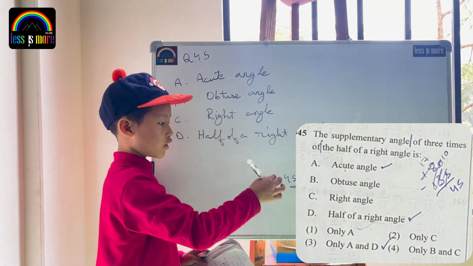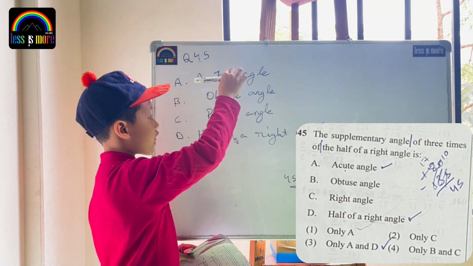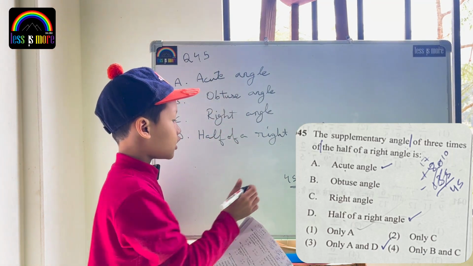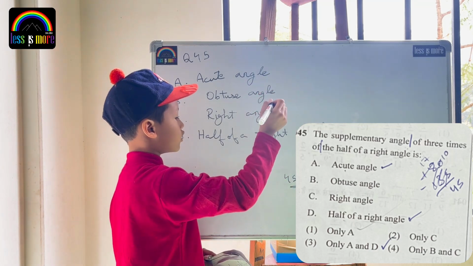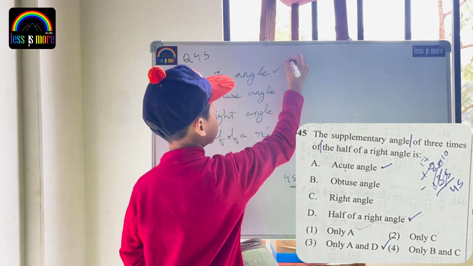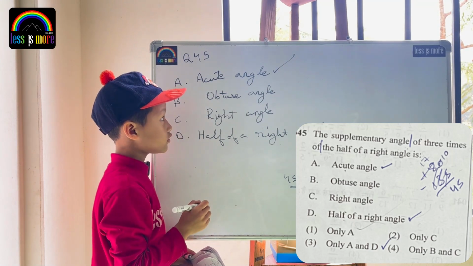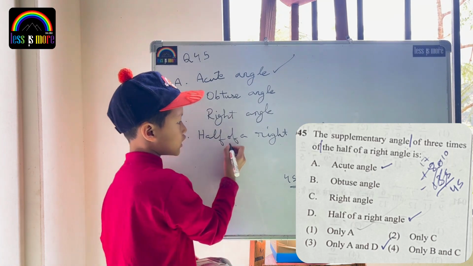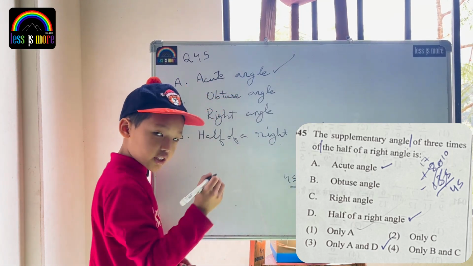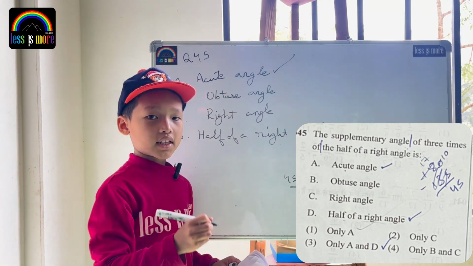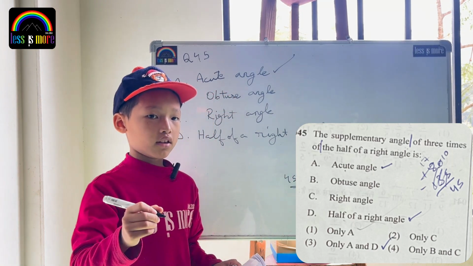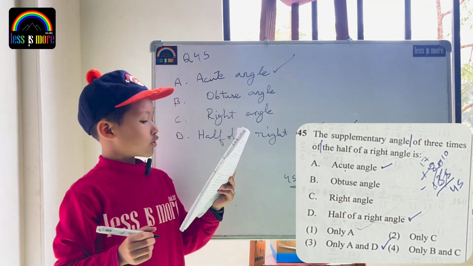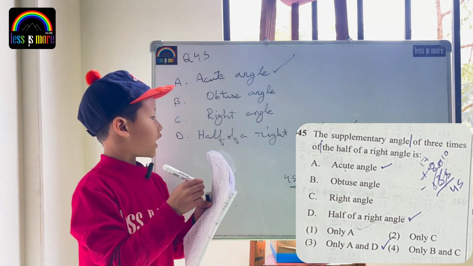So now we look at options A, B, C, and D. Which one of these is the answer? 45 is not an obtuse angle nor a right angle, but it is an acute angle. So acute angle is option A. But option D says half of a right angle. We know that 45 degrees is half of 90 degrees, and 90 degrees is a right angle. So this is also correct. These two are correct. So the answer to question number 45 is A and D.